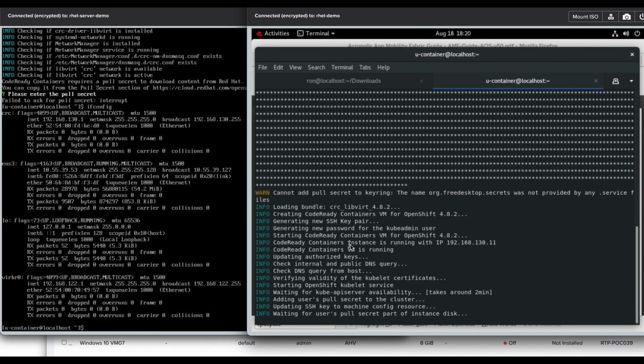And so right now what you see is it's deployed the OpenShift VM. It's now updating the key store and waiting on the user's pull secret part of the instance disk. So hopefully in a few moments we'll be able to deploy some pods and services and all that sort of thing.